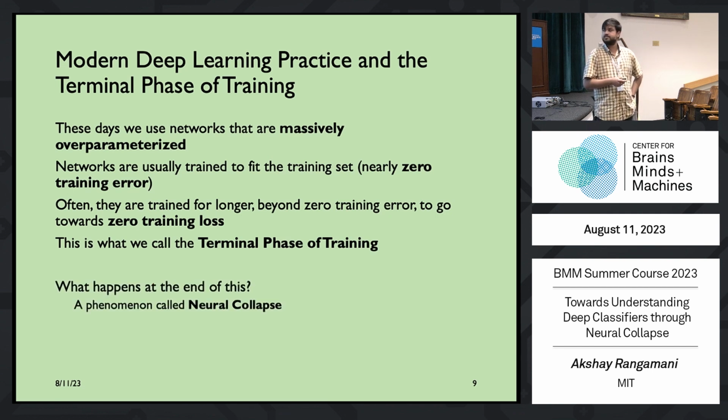And neural collapse is a useful way to describe what happens at the end of this. And even if you don't think this is exactly what you do in practice, I think it's useful to think of neural collapse as a sort of limiting object from which you can measure your deviations.